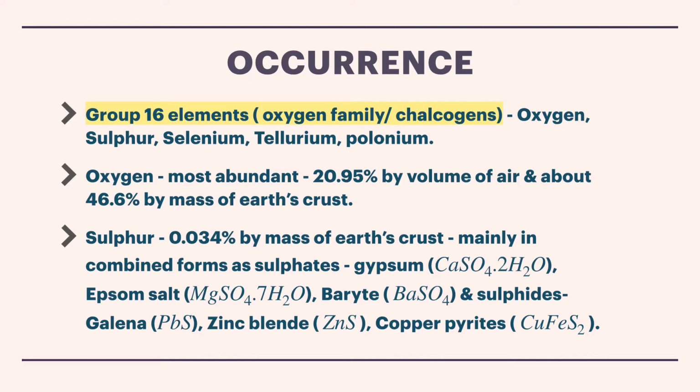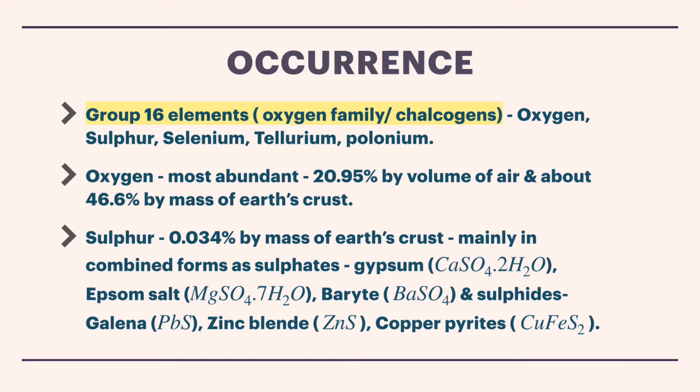Okay, so there are some compounds and formulas which you have to learn nicely. So first one is gypsum, that is calcium sulfate dot 2H2O. What is calcium sulfate? It is CaSO4 dot 2H2O. Okay, next one is Epsom salt, magnesium sulfate dot 7H2O. Magnesium sulfate, the formula is MgSO4. So Epsom salt is MgSO4 dot 7H2O. Next one is barite. It is barium sulfate, BaSO4.